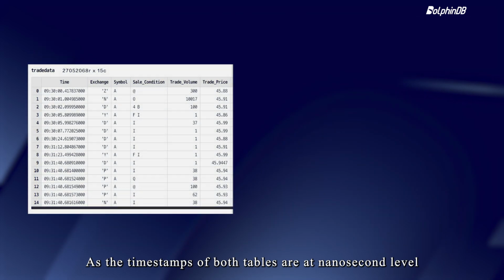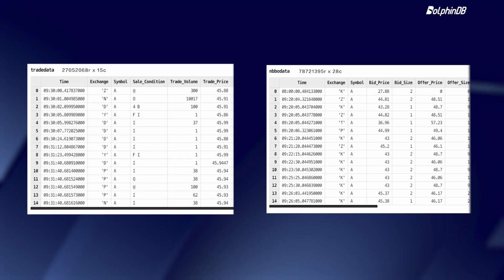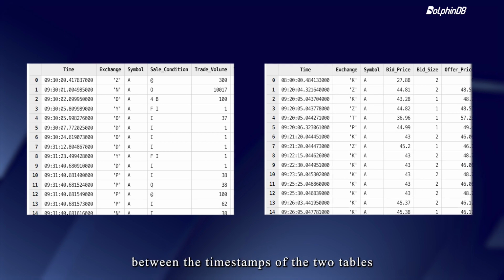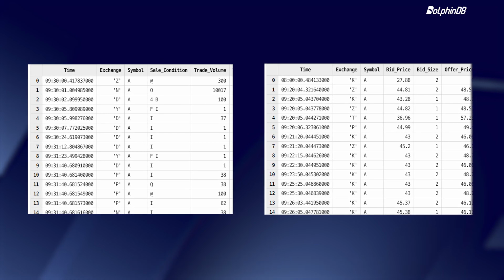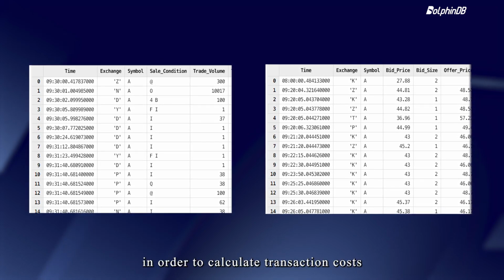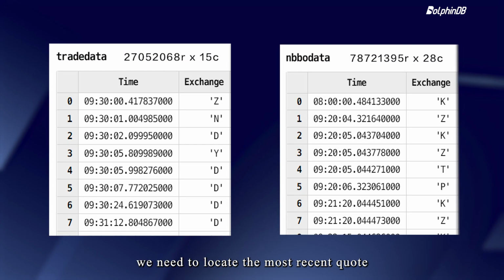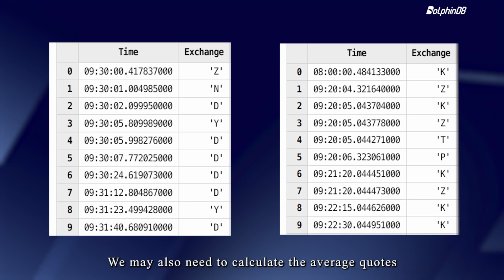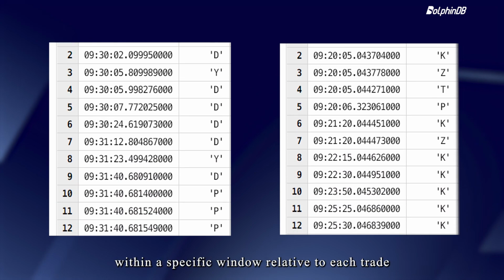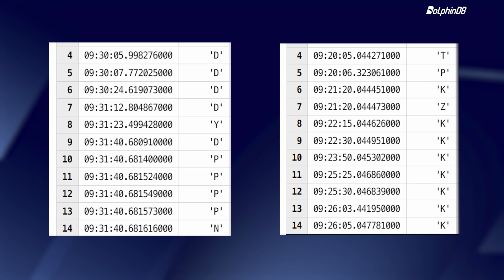As the timestamps of both tables are at nanosecond level, there are virtually no exact matches between the timestamps of the two tables. Therefore, in order to calculate transaction costs, we need to locate the most recent quote before each trade of the same stock. We may also need to calculate the average quotes within a specific window relative to each trade.